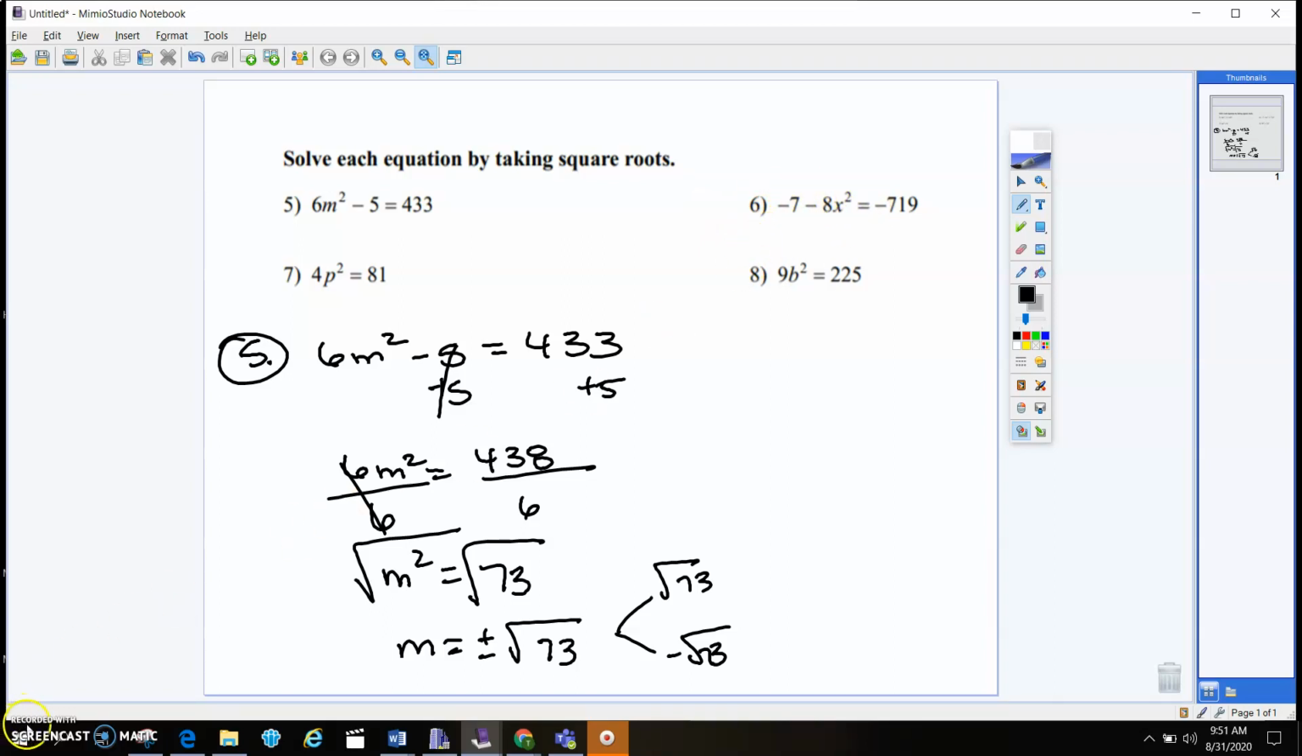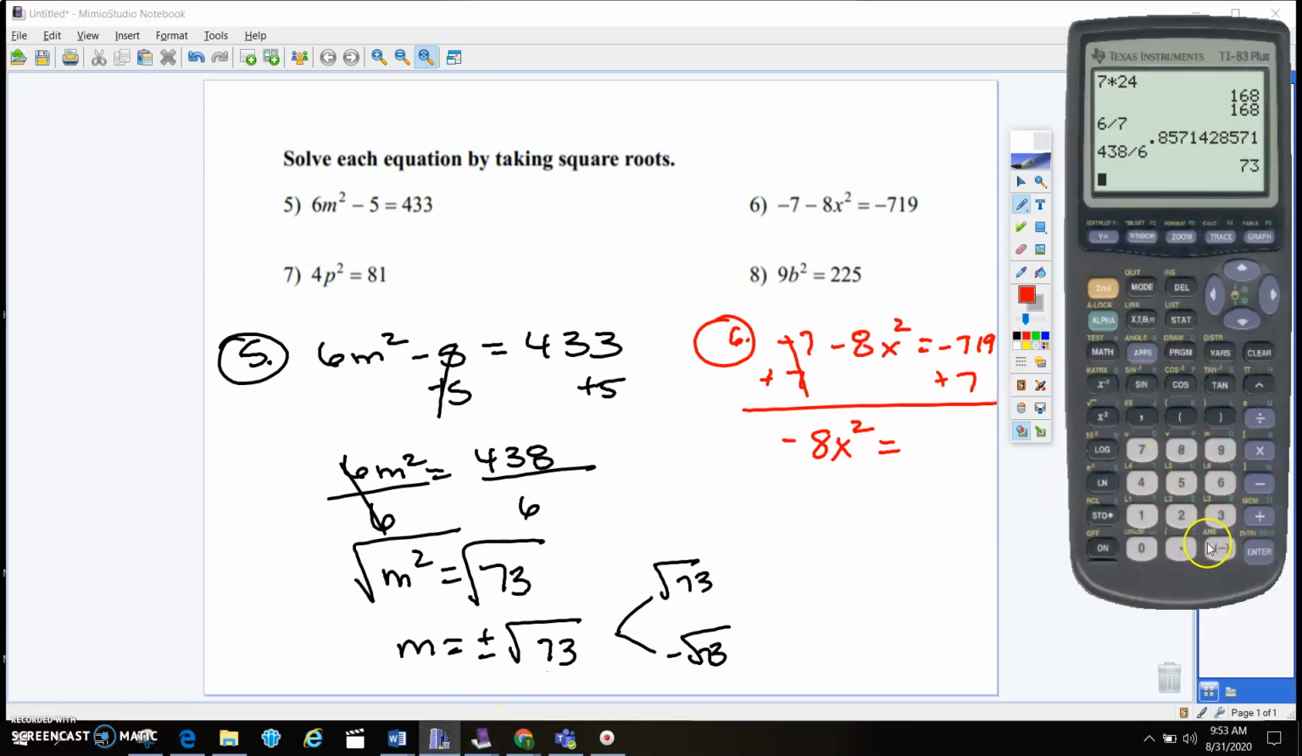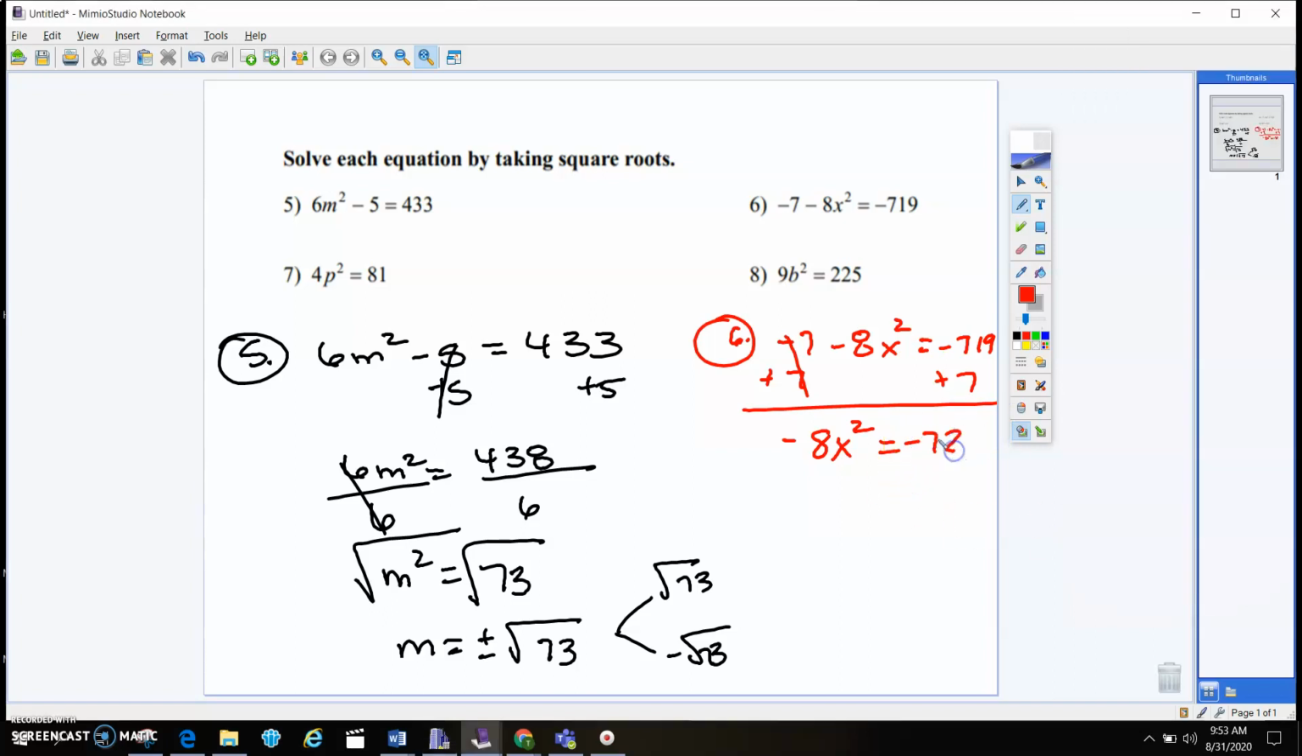Alright, so on number 6, we want to get our numbers on one side and our x's on the other. So we're going to add that negative 7 to the other side. We're going to add 7 to both sides. And that's going to give me negative 8x squared equals, and I know we struggle with this a lot, negative 719 plus 7. I'm going to type this into my calculator and show you exactly how I type it. Negative 719 plus 7. Notice how I use this negative down here instead of this subtraction sign. That's going to give me negative 712.